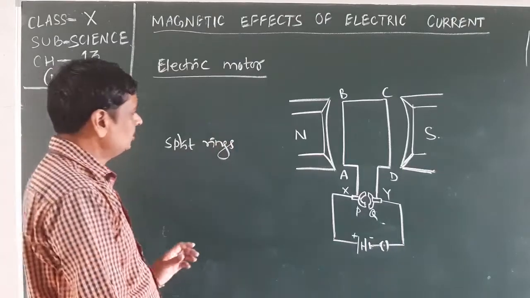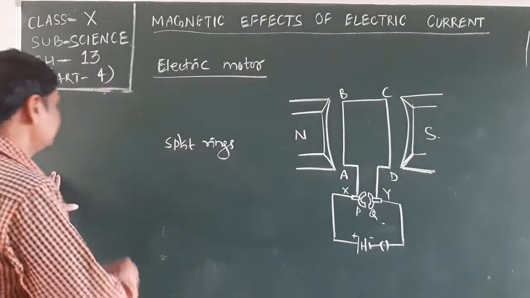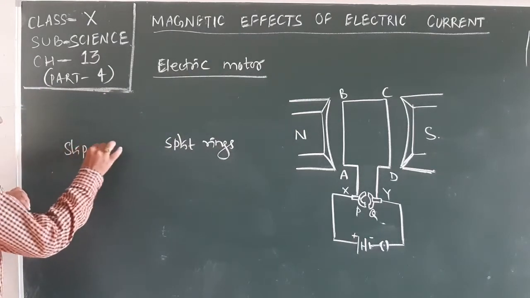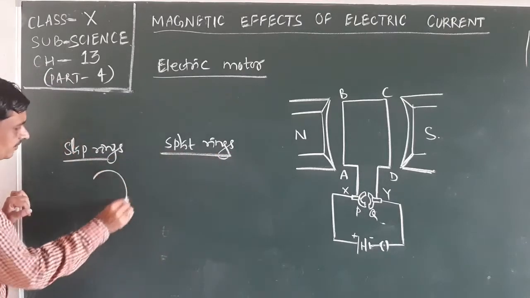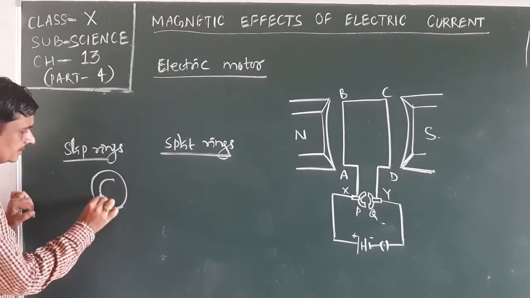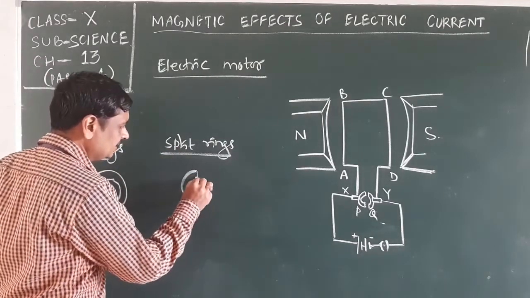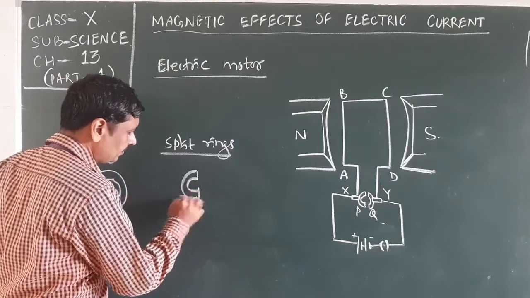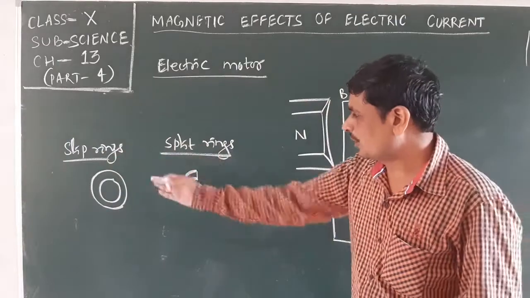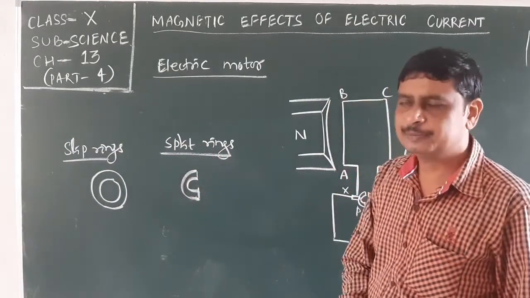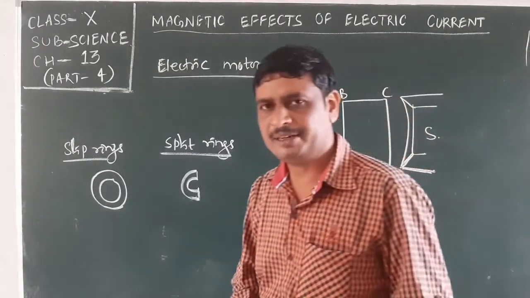Two types of rings are there. One is split rings, another is slip rings. Slip rings are complete circular rings, and split rings are halves of such a ring. When one slip ring is cut into two halves, each half is called a split ring. Such split rings are used here, and the rings are made of copper metal.